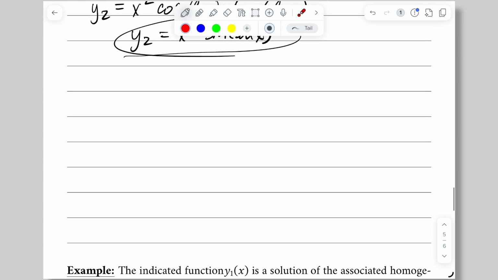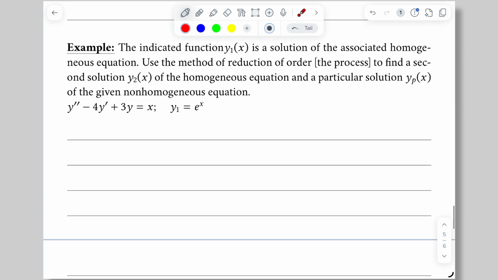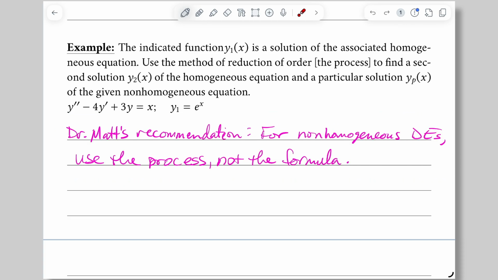Now that you've seen both the process and the formula, you may wonder, we have this formula. Why would we use this process? A couple of reasons. Number one, you might be asked to use this process on an exam. Number two, when we have a non-homogeneous differential equation, right now the only way we can handle this using reduction of order is to use the process. That'll change by the end of this chapter, but it's where it stands now. So here's my recommendation. For homogeneous differential equations, use the process, not the formula.